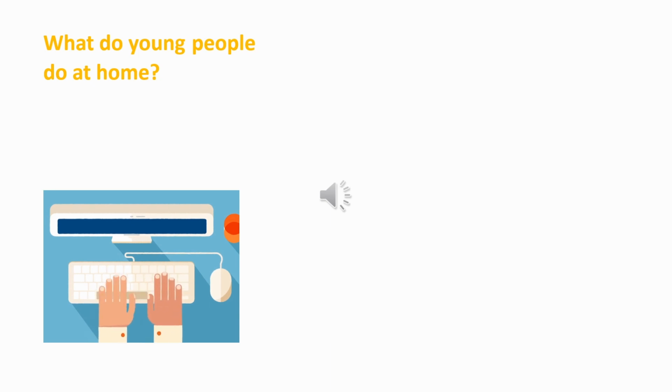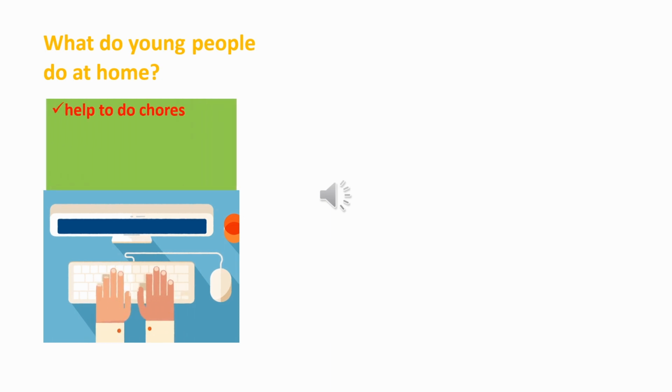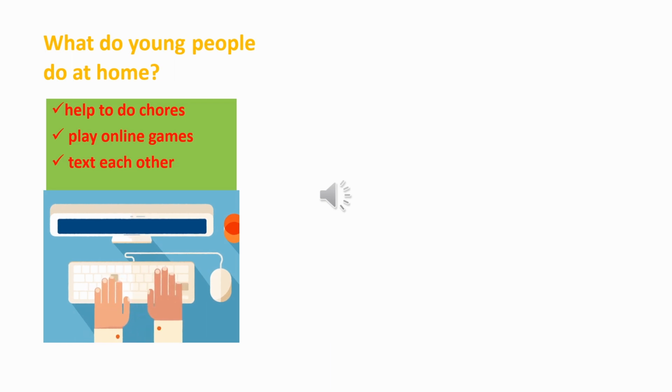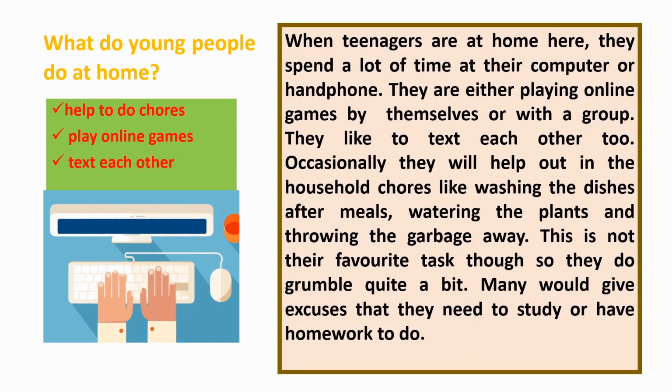Let's answer the first point. The first point is, what do young people do at home? Before you begin writing, do a draft. Write down, scribble here, scribble there on your piece of paper. Write anything that comes into your mind. For example, help to do chores, play online games, text each other, and then you begin your writing.